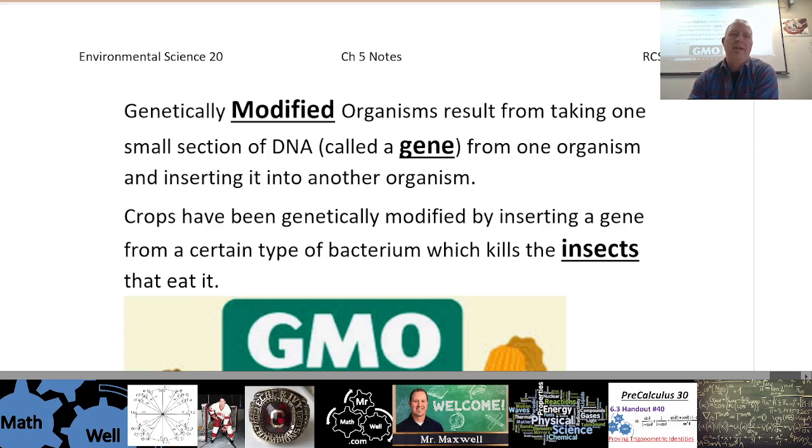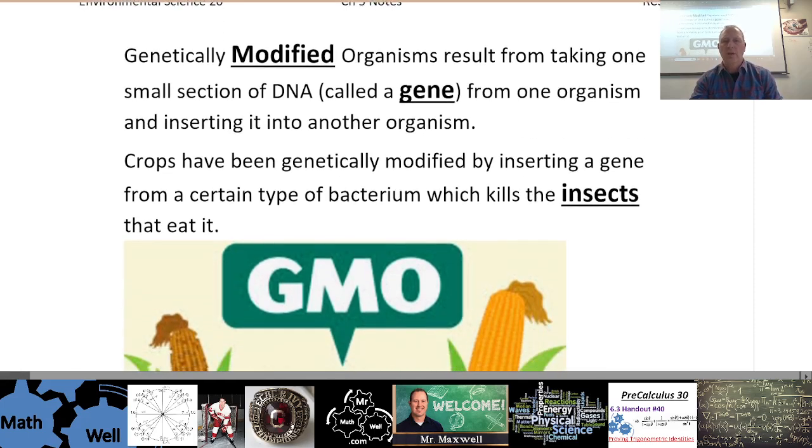Genetically modified organisms result from taking one small section of DNA, called a gene, from one organism and inserting it into another organism. This changes its function, changes what it's resistant to or what it can or cannot do. Crops have been genetically modified by inserting a gene from a certain type of bacterium, a bacterial gene, which kills the insects that eat it.